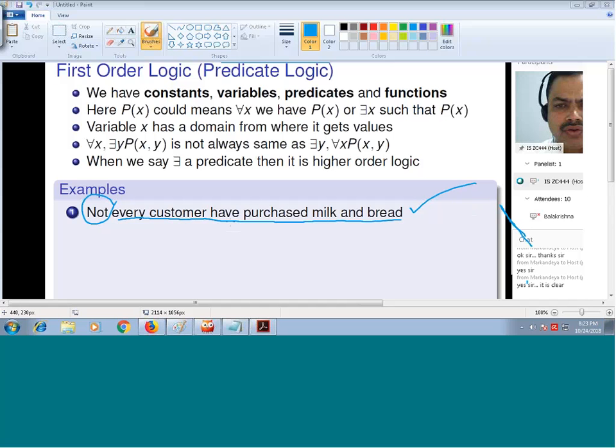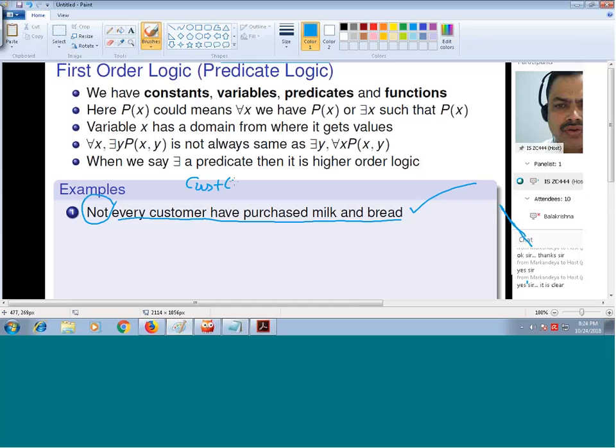So not every customer has purchased milk and bread. How can we write this in first order logic? We will be seeing two things: how we can write things in first order logic, and then, because this is going to be knowledge, how you can extract the knowledge using this and how you can do inferences on this. Both things we are going to see in this class. So what I need to find out is that somebody is a customer. So I have to define what a customer is.